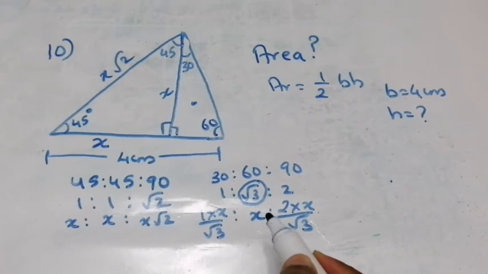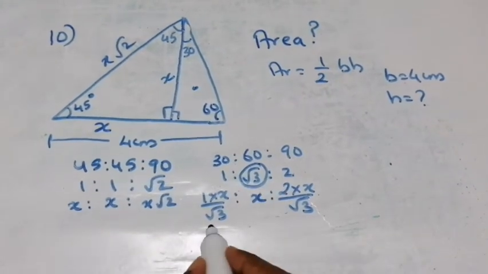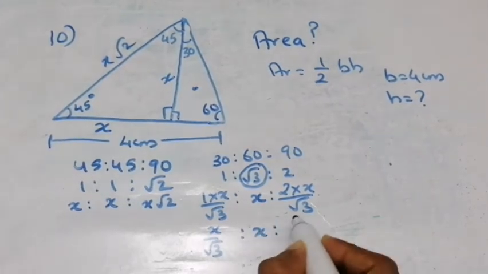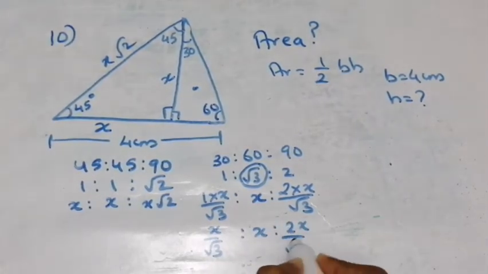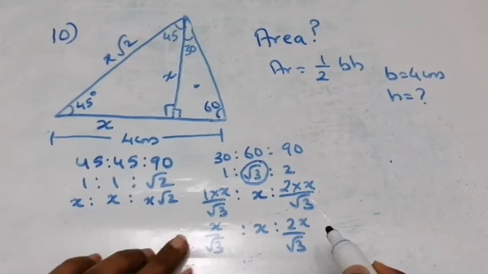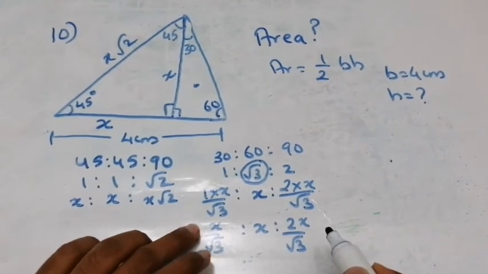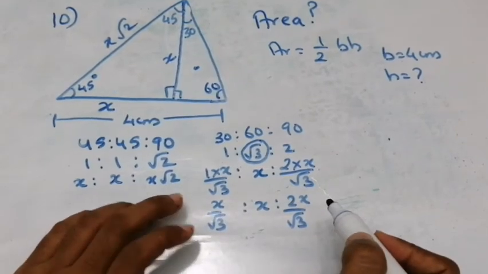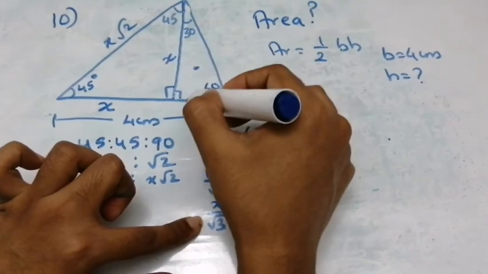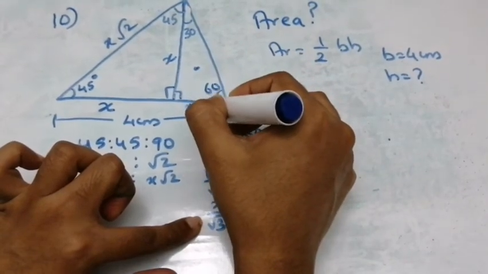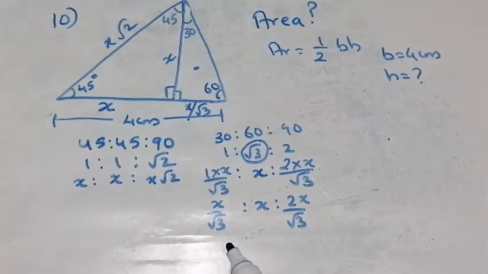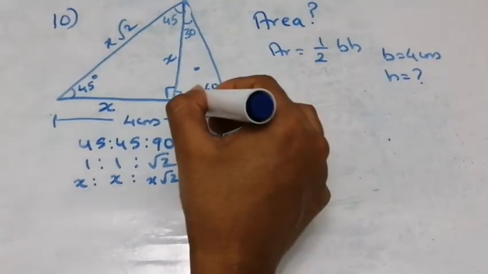So how can you find this one? 1 into x is x by root 3, here x only, here 2x by root 3. Just keep it here, because this is not our final answer. If this was our final answer, we could have changed this denominator root. So I am marking opposite to 30 degree as x by root 3, opposite to 30 as x divided by root 3. You have to mark all these things very clearly in the figure.